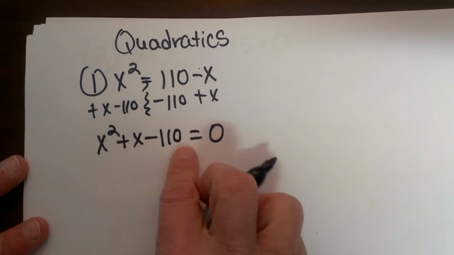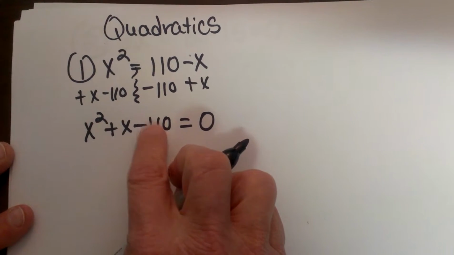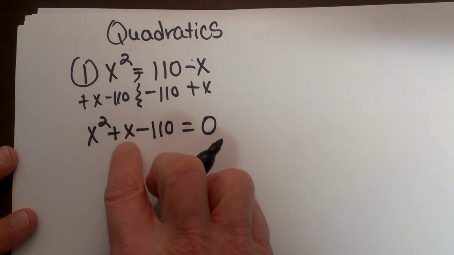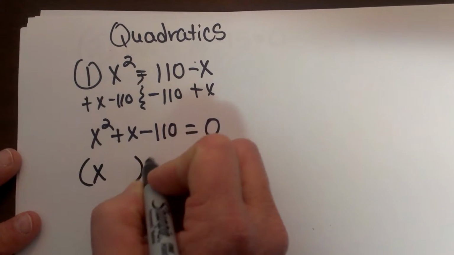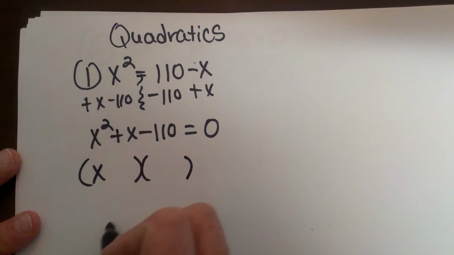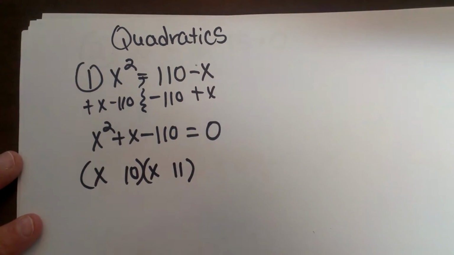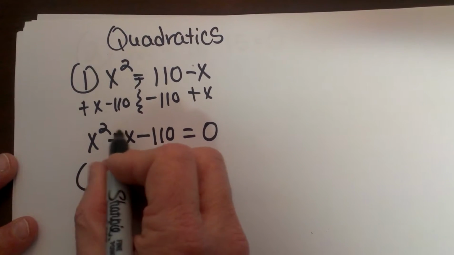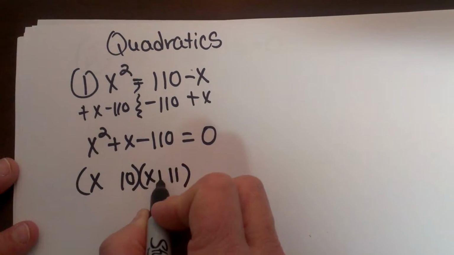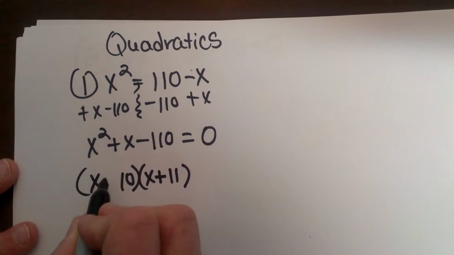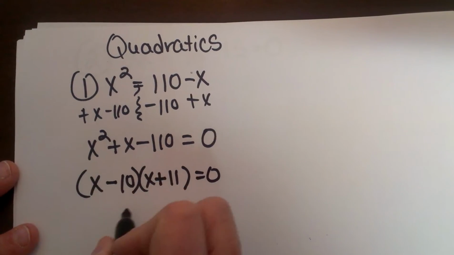Now we need to factor it, okay? So what multiplies to 110 but has a difference of 1? Well, that's 10 times 11. So I'm going to have a 10 and an 11 as my two factors when I factor it. And I have to have a positive 1. So these two terms have to combine to positive 1, which means my 11 must be positive and my 10 must be negative. Okay, so we get down here and factor that.